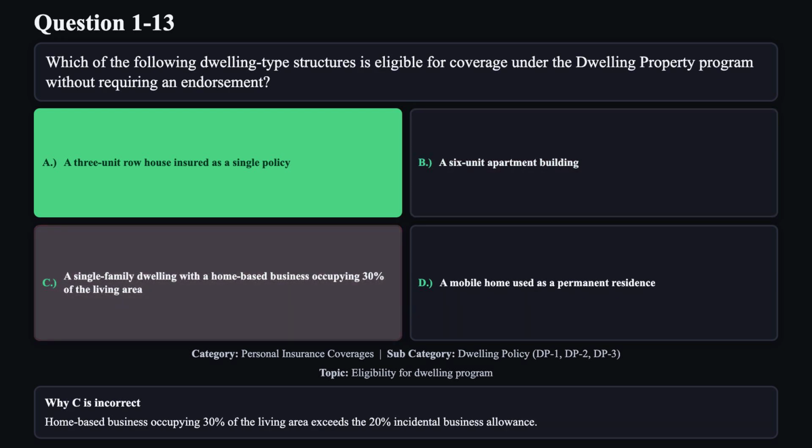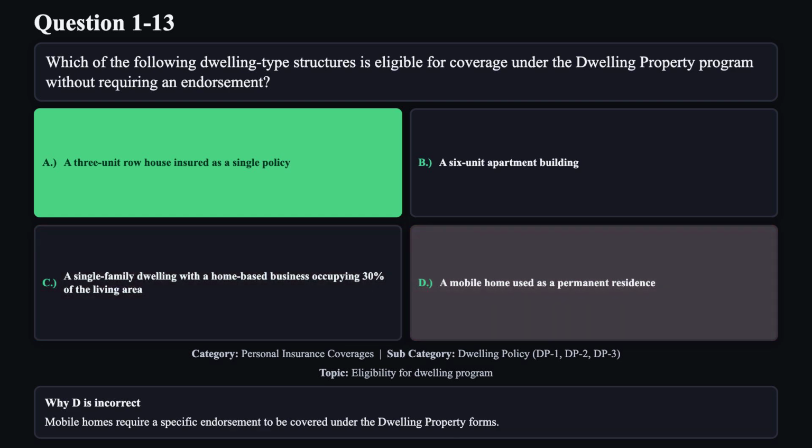Reason C is not correct. Home-based business occupying 30% of the living area exceeds the 20% incidental business allowance. Reason D is not correct. Mobile homes require a specific endorsement to be covered under the dwelling property forms.